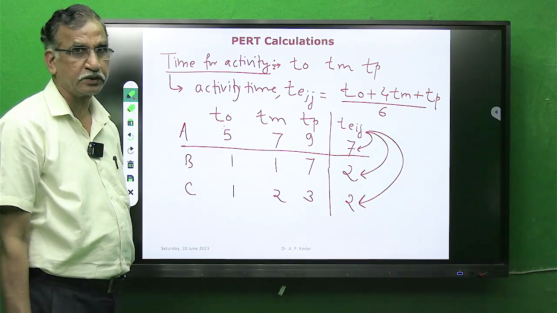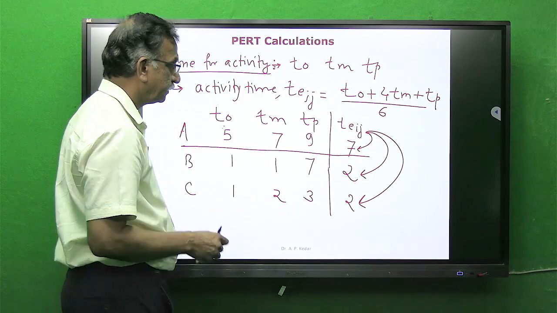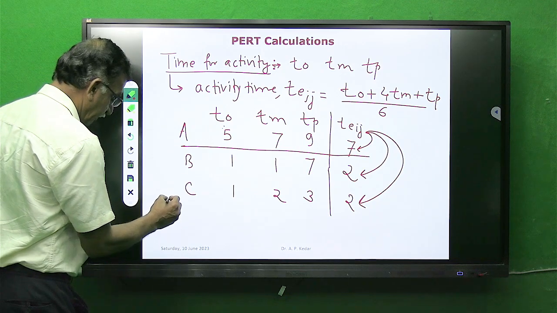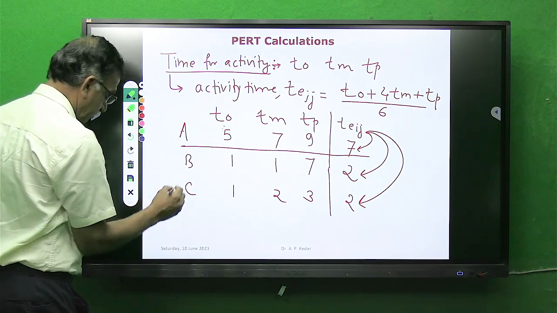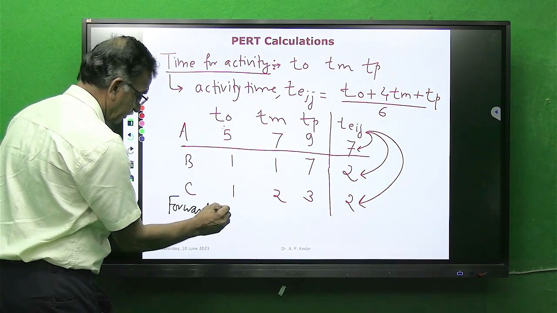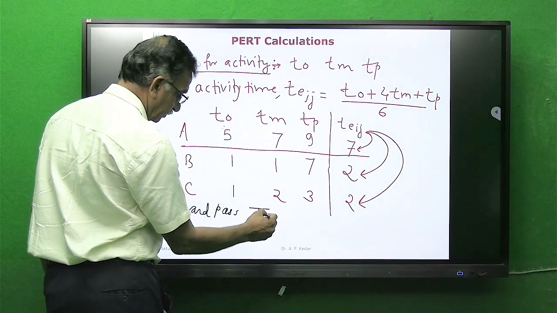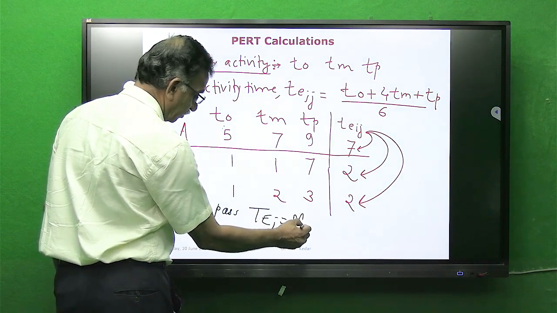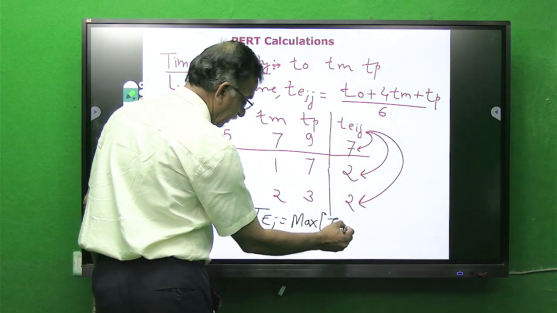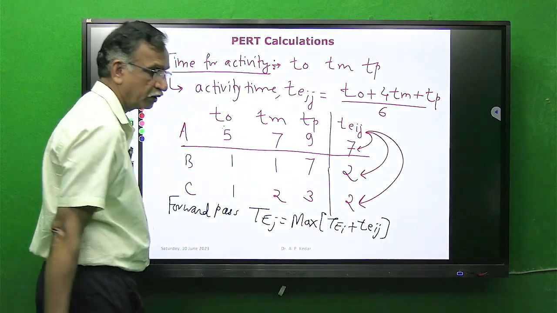Once we find TEIJ, then this is the method I have explained how to find TEIJ. Now once we find TEIJ, we will find values by forward pass, that is TE of J is equal to maximum of TE of I plus TE of IJ. That formula will be used.